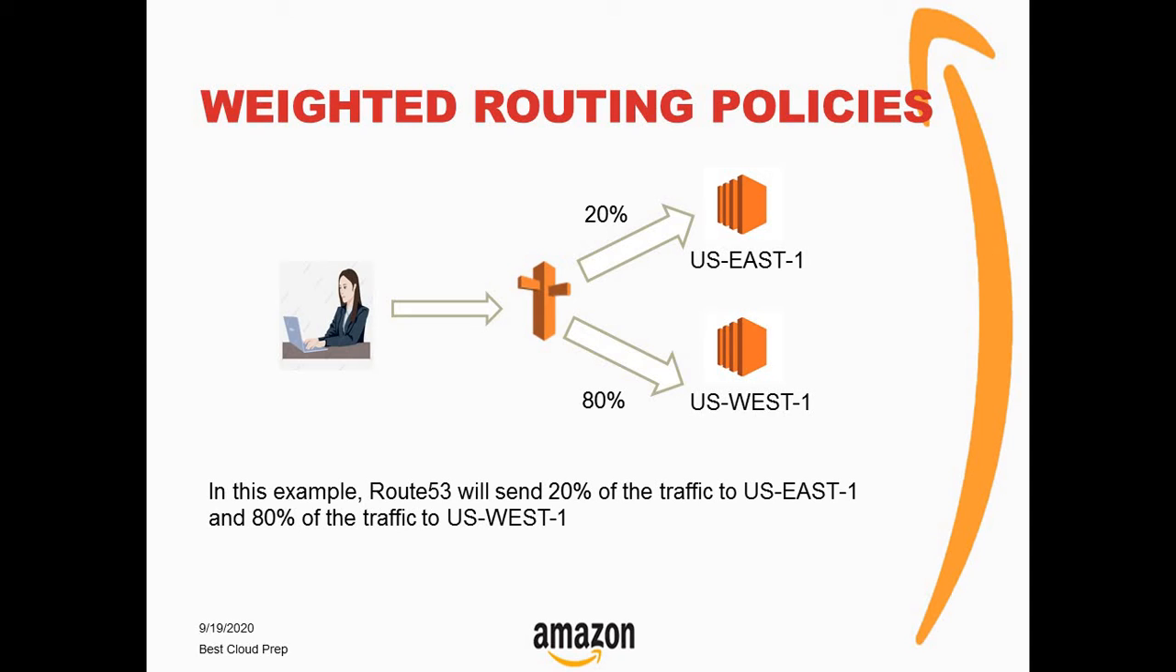Next is the weighted routing policy. Here's our user typing in a DNS address, and we are setting weights. We are sending 20% of the traffic to US East 1 and 80% of the traffic to US West 1. So that's how weighted routing works.